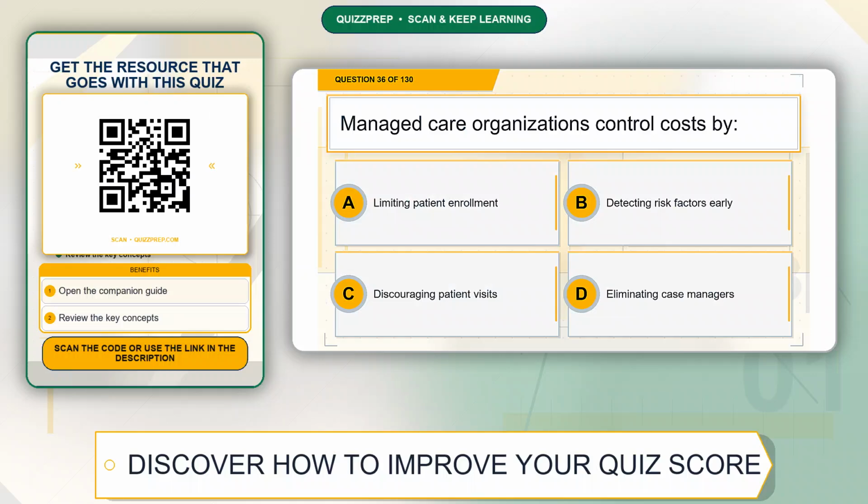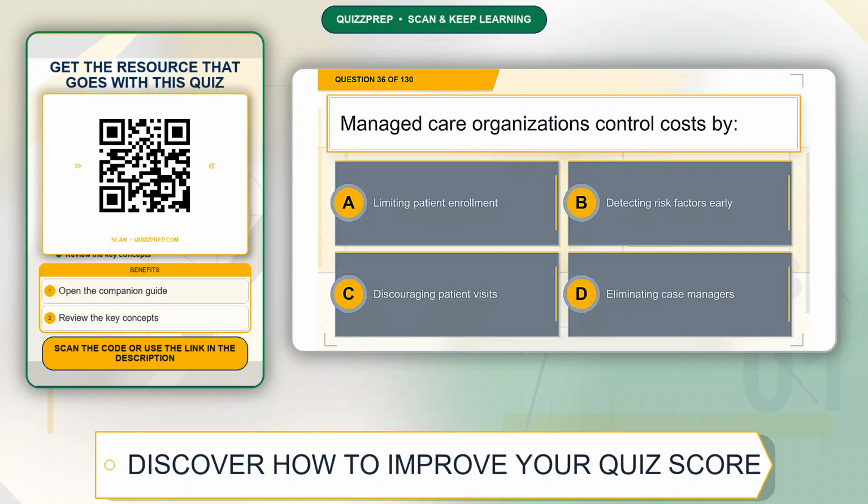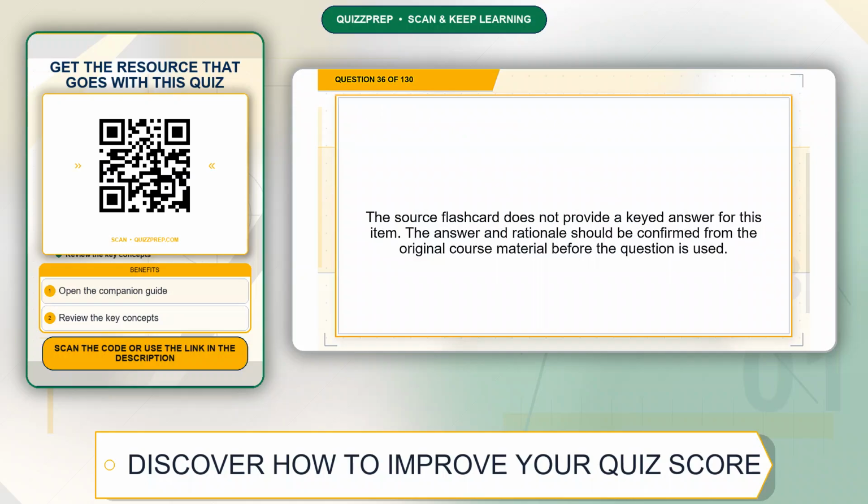Question 36. Managed care organizations control costs by: Option A, limiting patient enrollment. Option B, detecting risk factors early. Option C, discouraging patient visits. Option D, eliminating case managers. The correct answer is now shown. Explanation. The source flashcard does not provide a keyed answer for this item. The answer and rationale should be confirmed from the original course material before the question is used.